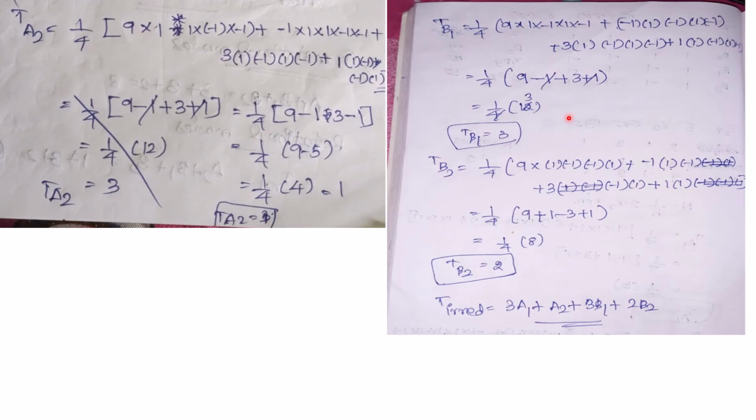Like that we get the values for A2, B1 and B2. By adding together we find the total irreducible representation. The value for A1 is 3. The value for A2 is 1, so A2. The value for B1 is 3, so 3B1, plus B2 is 2. So this is the equation we obtain for the irreducible representation: 3A1 plus A2 plus 3B1 plus 2B2.